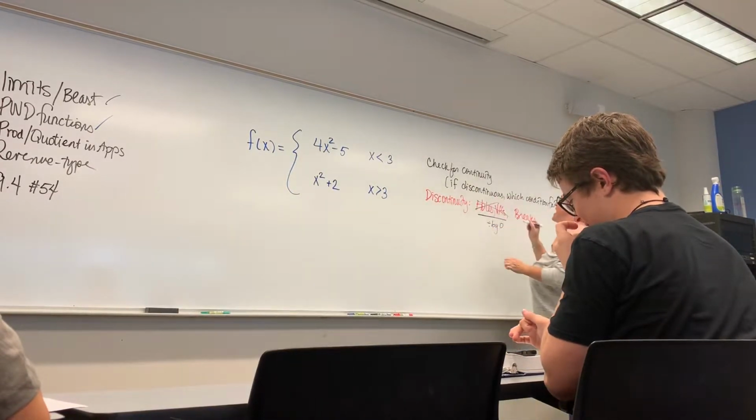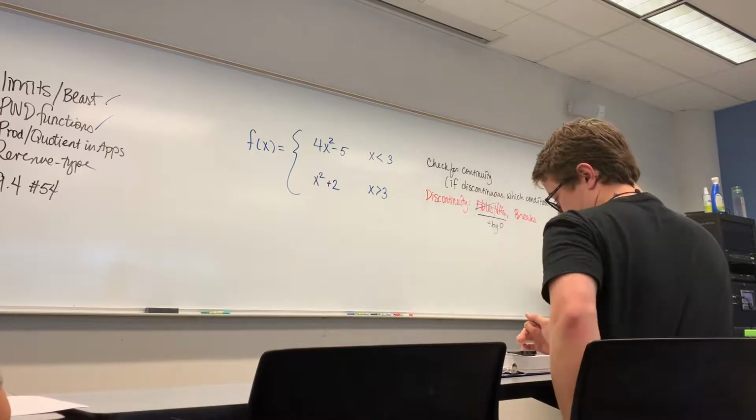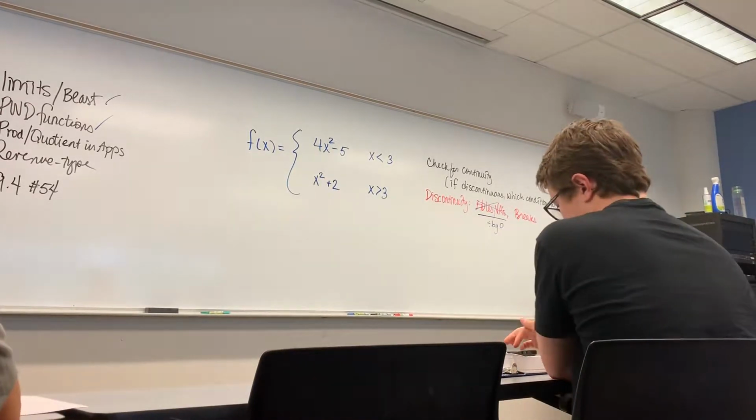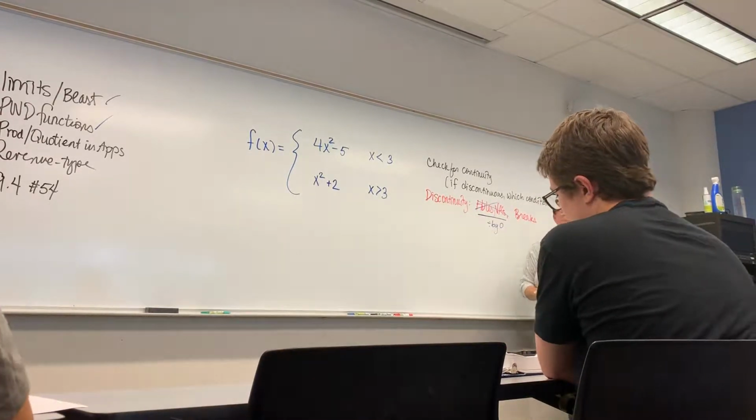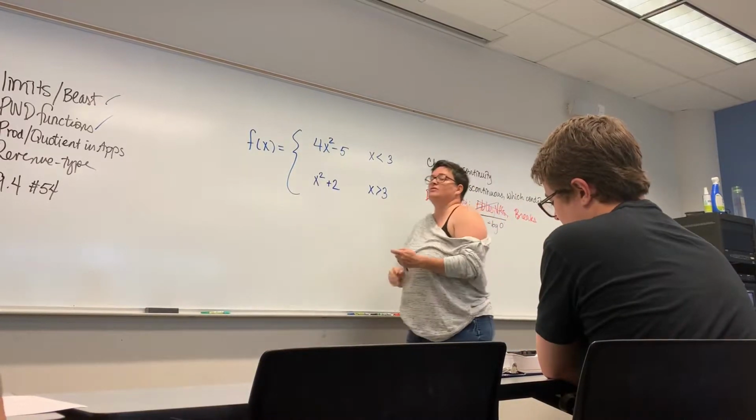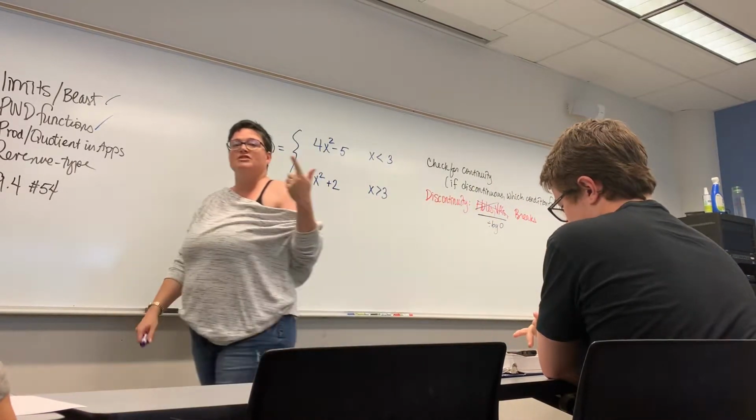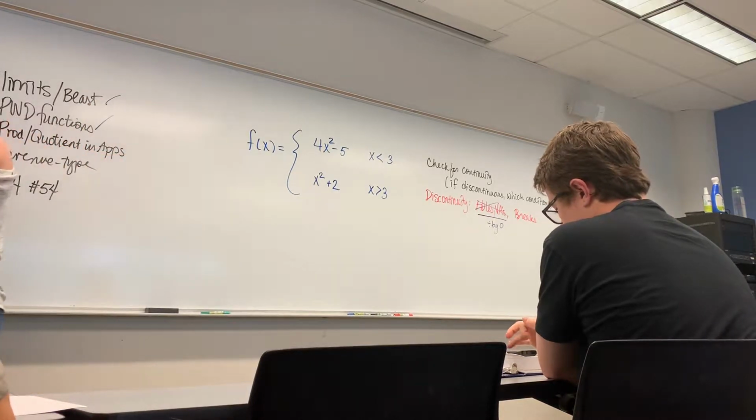So because we don't have any denominators that we can set equal to 0, there are no poles or vertical asymptotes. So now we're checking for breaks. Remember the 3 conditions for continuity. The limit has to exist, the function has to exist, and they have to equal each other.